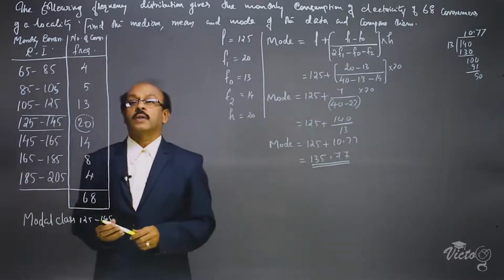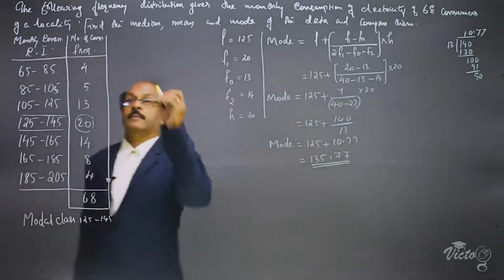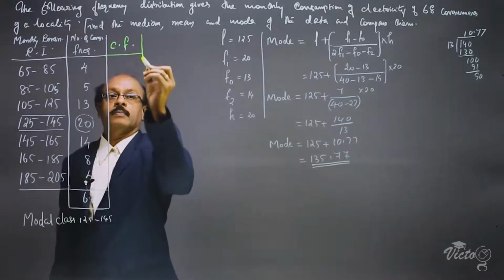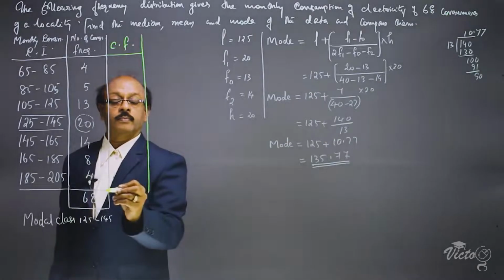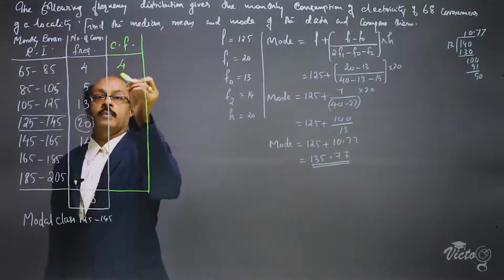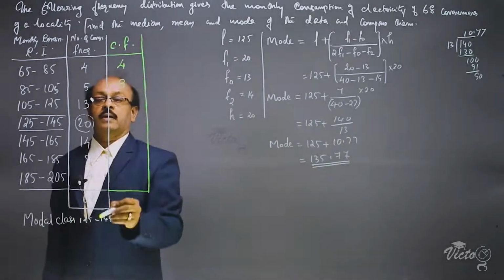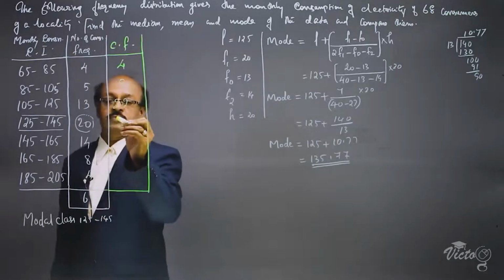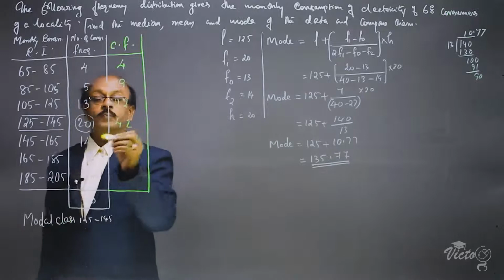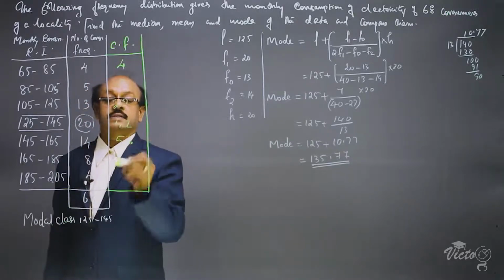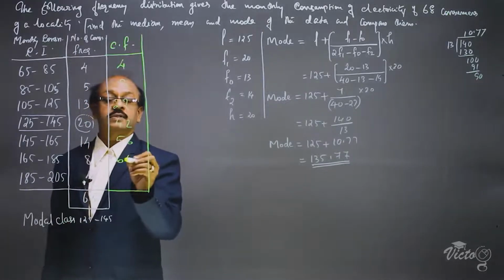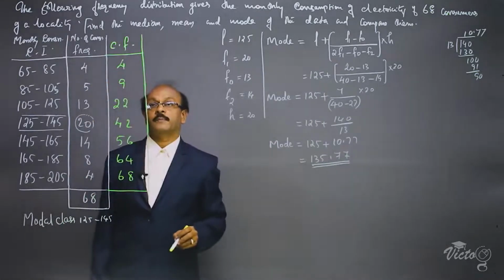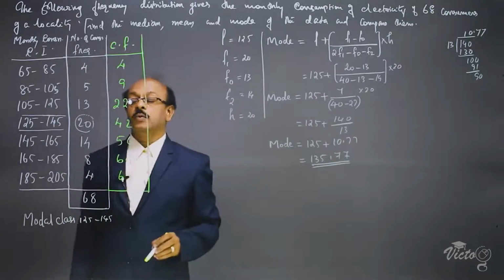Now we can find the median. For that we have to find the cumulative frequency. 4 plus 5 is equal to 9. 9 plus 13 is 22. 22 plus 20 is equal to 42. 42 plus 14 is equal to 56. Then 56 plus 8 is equal to 64. 64 plus 4 is equal to 68. Now N is equal to 68.